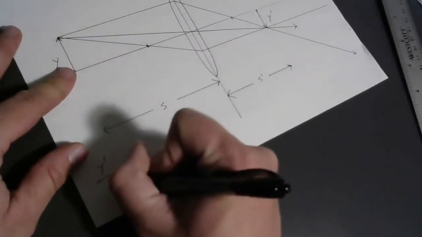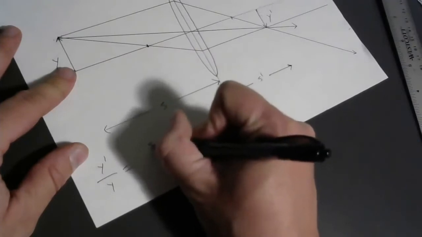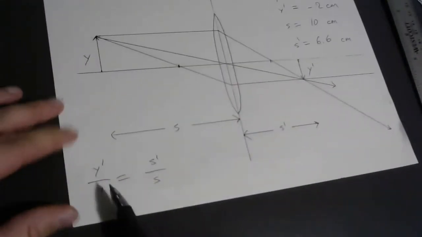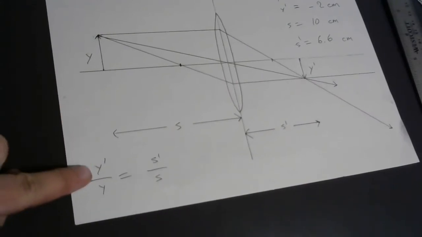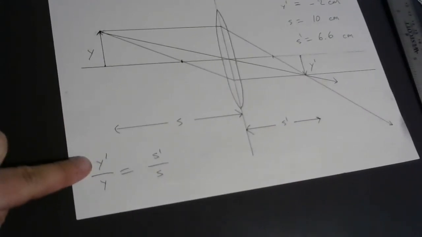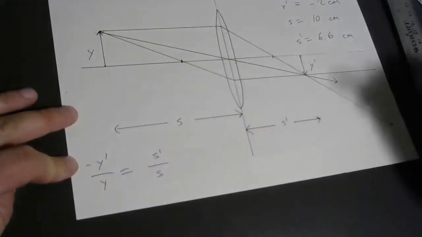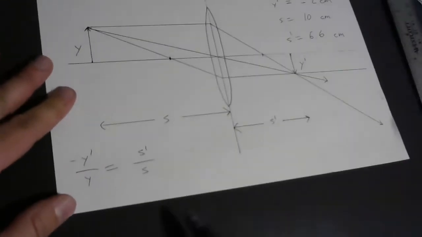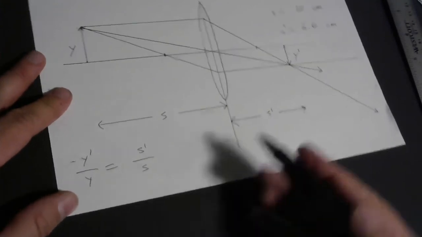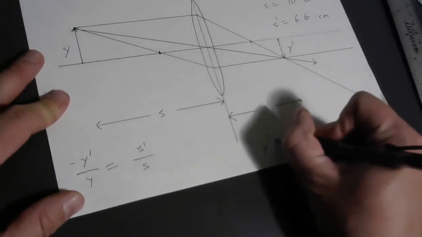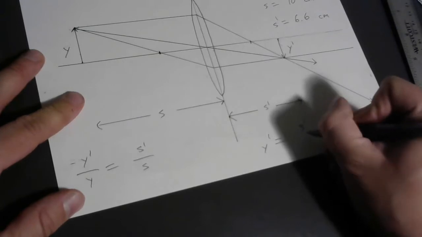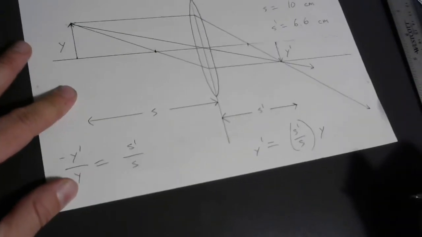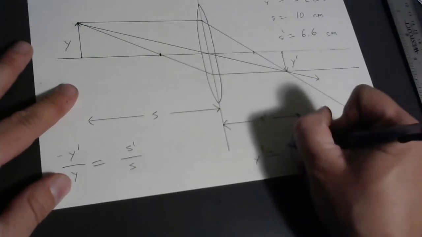Y prime compared to Y should be the same as S prime compared to S. That's the statement I made about proportionality there. There's one thing wrong with this equation. Remember, this number is a negative number. So really the negative of Y prime would be a positive 2 centimeters. If you solve this equation for Y prime, you get Y prime is equal to S prime over S times Y, and then don't forget the minus sign here.